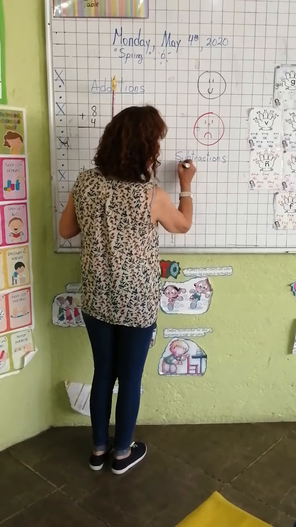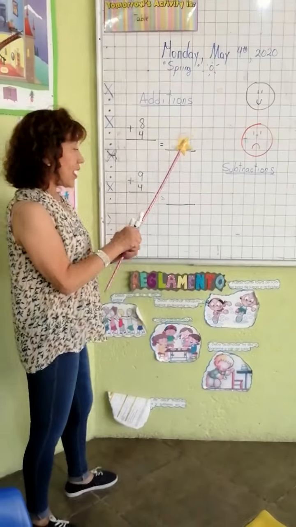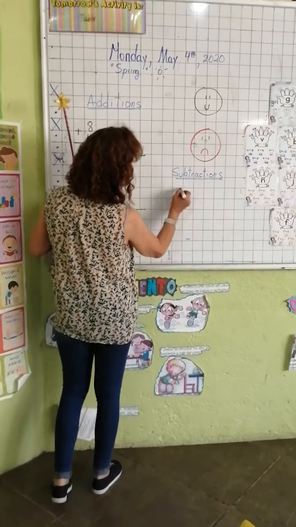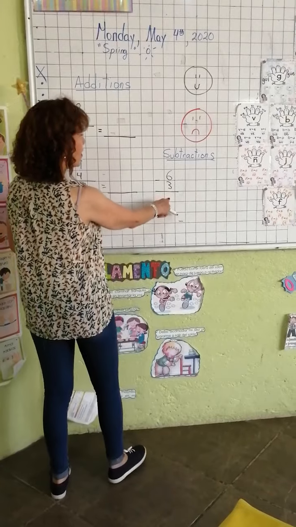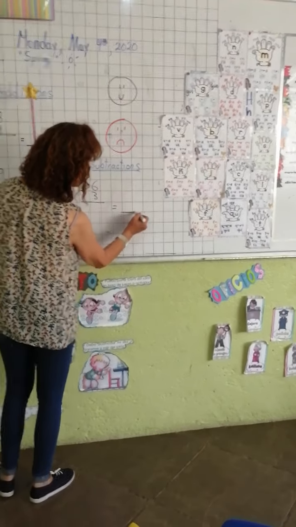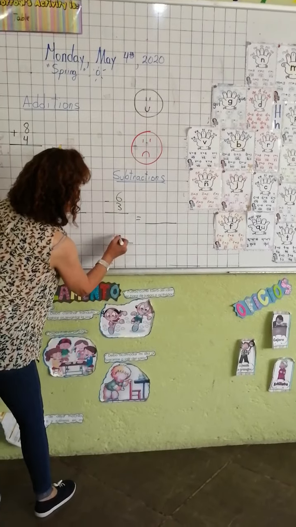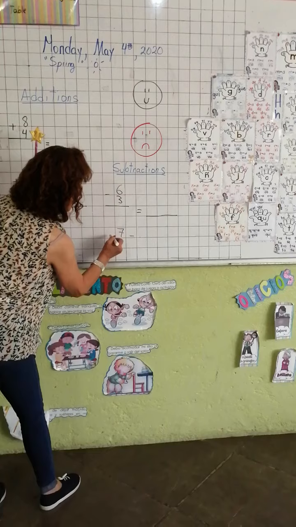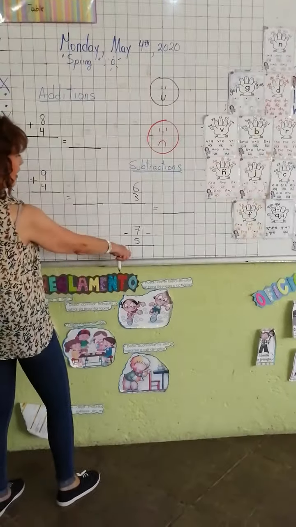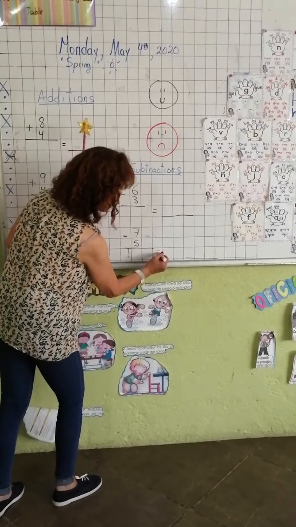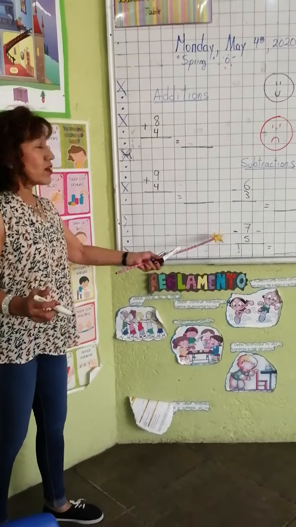Okay, subtractions. You are going to write two subtractions. The first one is going to be 6 minus 3 equals, and you are going to write here the total and here the total in words. And the other one is going to be, check this, 7 minus 5. How much is 7 minus 5 equals, and here in words. You are going to copy this because this is going to be homework.